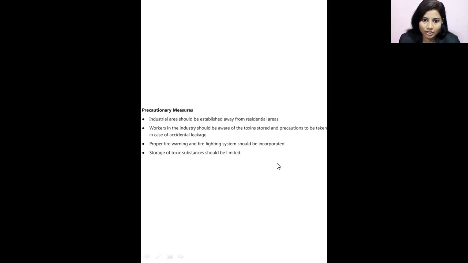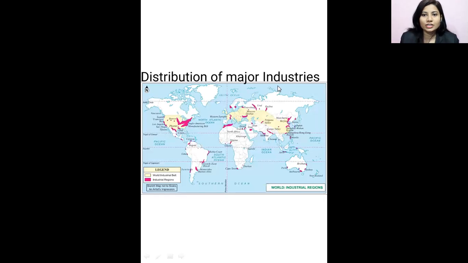That precautionary measure can be done. After this, the distribution of major industries all over the world. We have already seen the northern USA, Central Asia, Europe, this color industrial region, and then the world industrial belt in yellow color, and the pink color shows the industrial region in the map.